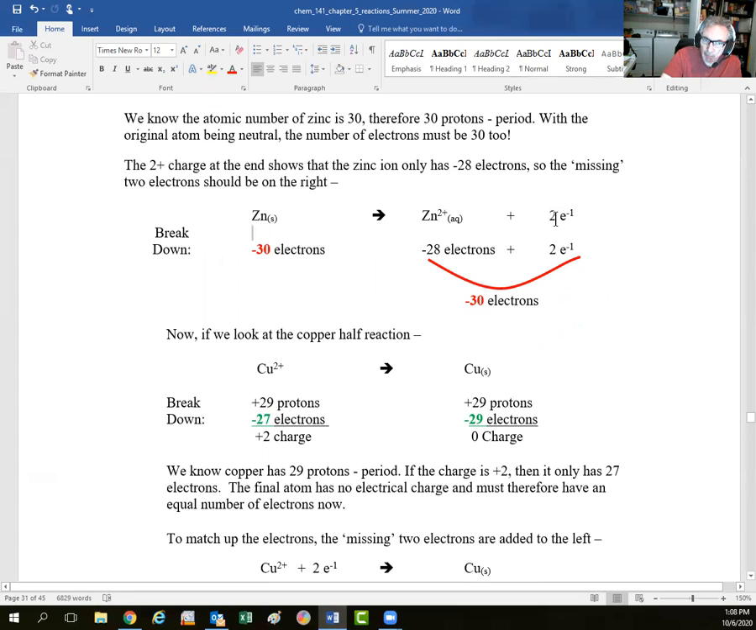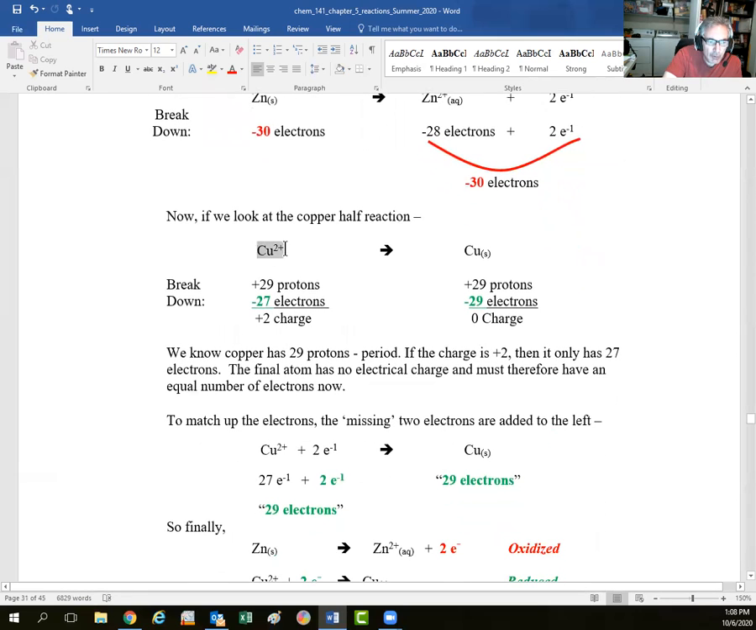They are shown separately because they're no longer part of the zinc ion. They're electrons which have been lost by the zinc. And that's corroborated when we look at the copper half reaction.